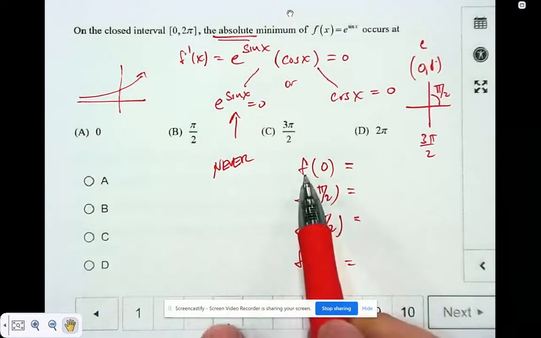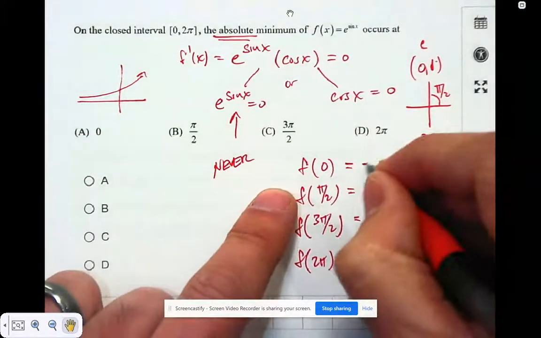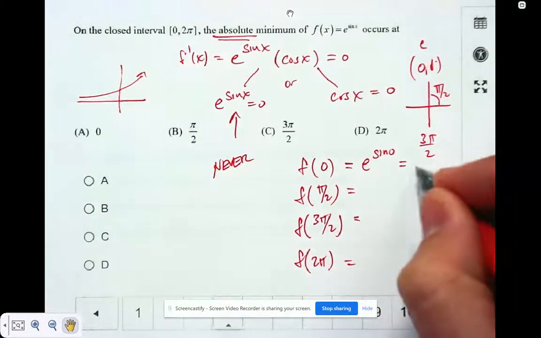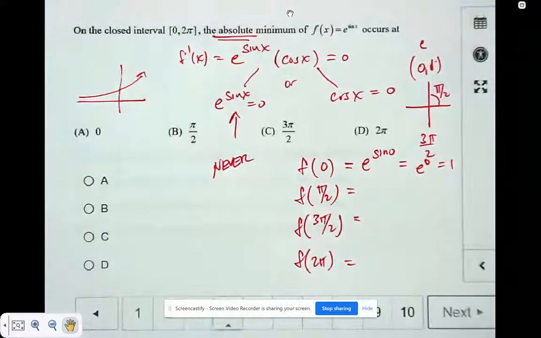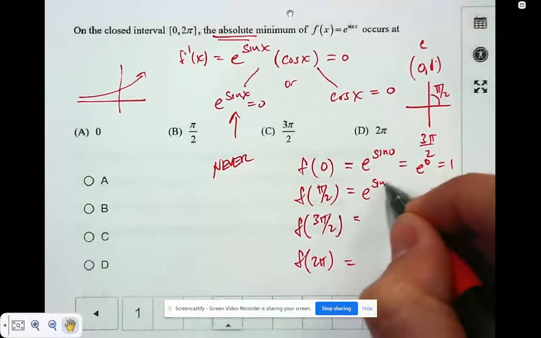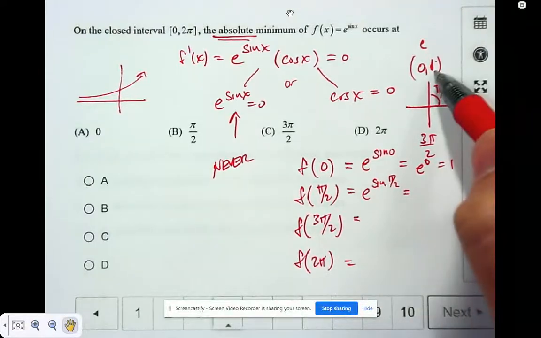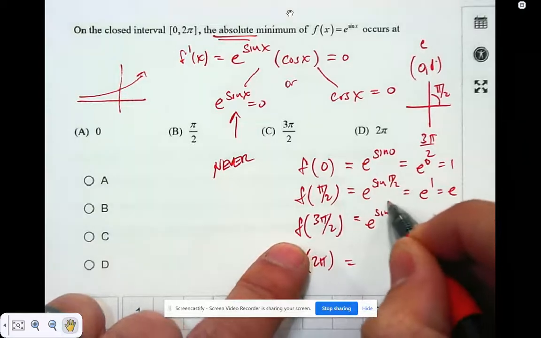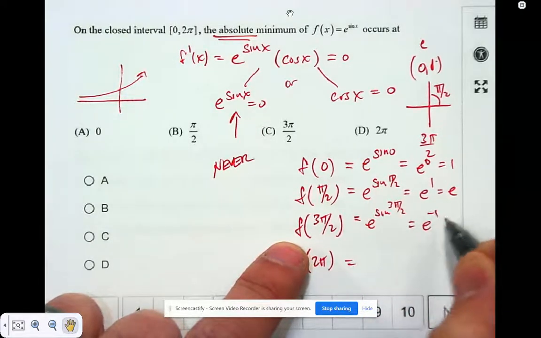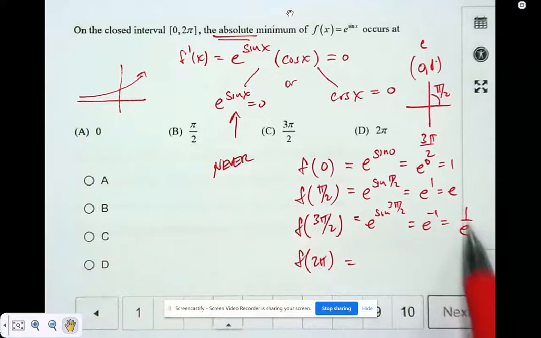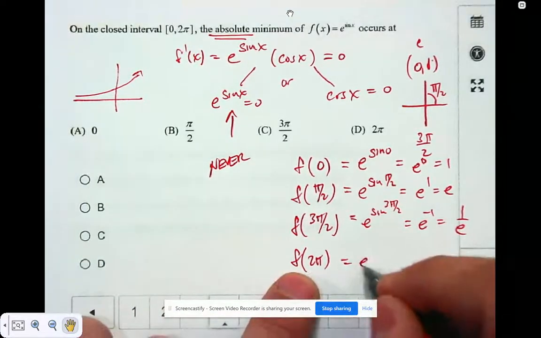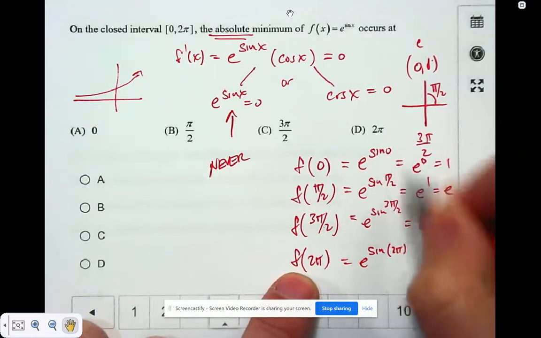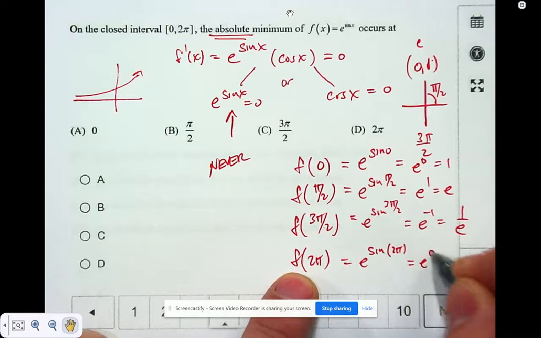So I'm plugging into the original function. If I plug in 0, I get e to the sine of 0. Sine of 0 is 0, which just equals 1. If I plug in pi over 2, I get e to the sine of pi over 2. Sine of pi over 2 is 1, and e to the 1 is just e. E to the sine of 3 pi over 2 is e to the negative 1, which is 1 over e. And e to the sine of 2 pi is the same as sine of 0, same angle. And so again, we get e to the 0, which is 1.